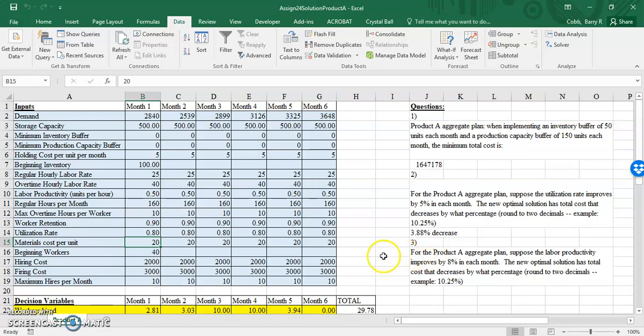So for product A aggregate plan, suppose the labor productivity improves by 8% in each month. New optimal total solution has a total cost that decreases by what percentage? Labor productivity here is stated in units per hour, so an improvement would clearly be an increase in the number of units that our workers are producing per hour. So I'll take the old 0.5 units and multiply it by 1.08, and we'll get an 8% improvement. I'll use the same trick here to just copy this across.